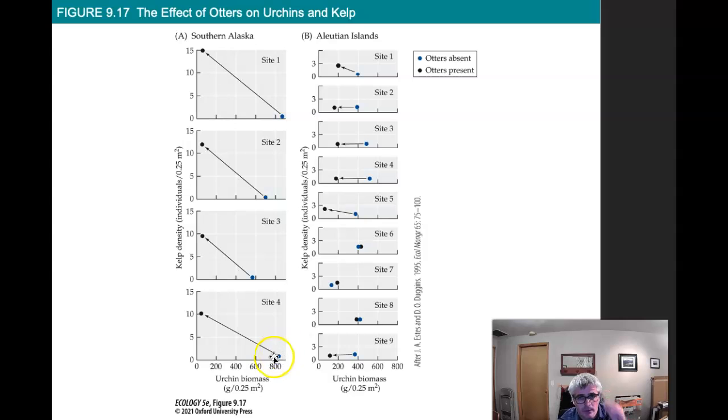up. So this is the blue dot's pre-otter, and then the black dot is post-otter. So in southern Alaska, otters arrived, mowed down urchins, and this is urchin biomass, pre-otter, post-otter. So biomass dramatically reduced. Kelp populations went way up.